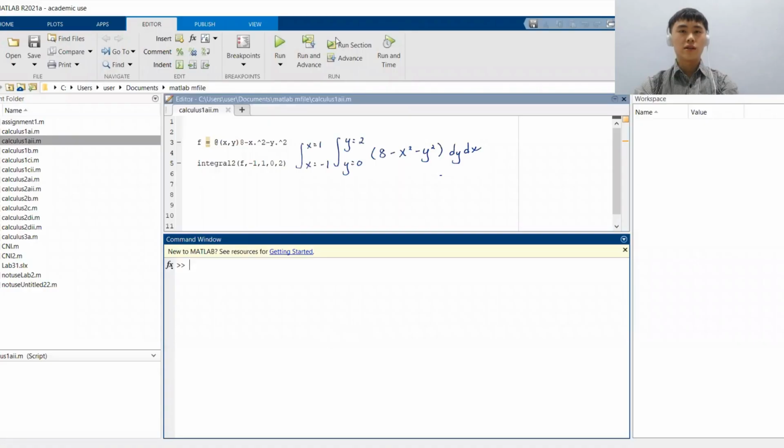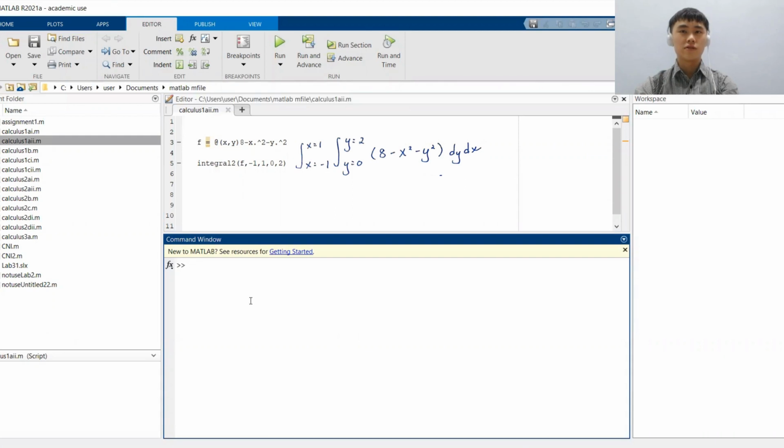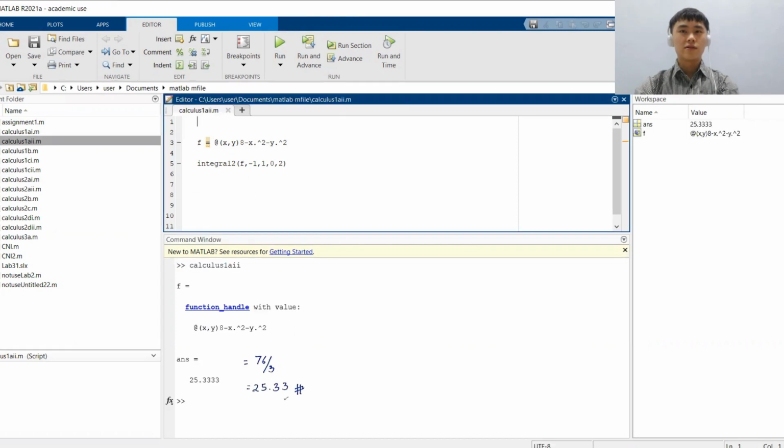For question 1A2, this is the coding for the equation that we use in manual calculations, which is a double integral. For x is from minus 1 to 1, for y is from 0 to 2. The result is 25.33.